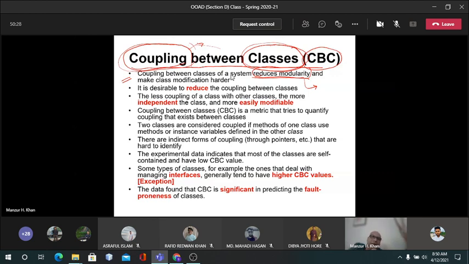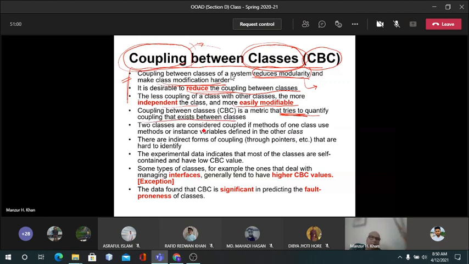It is desirable to reduce coupling between classes. The less coupling of a class with any other class, the more independent the class, more easily modifiable. Very important points for any system design. So how to calculate? CBC is a metric that tries to quantify. Focus on the words tries to, because sometimes it is impossible. Quantify coupling that exists between classes.